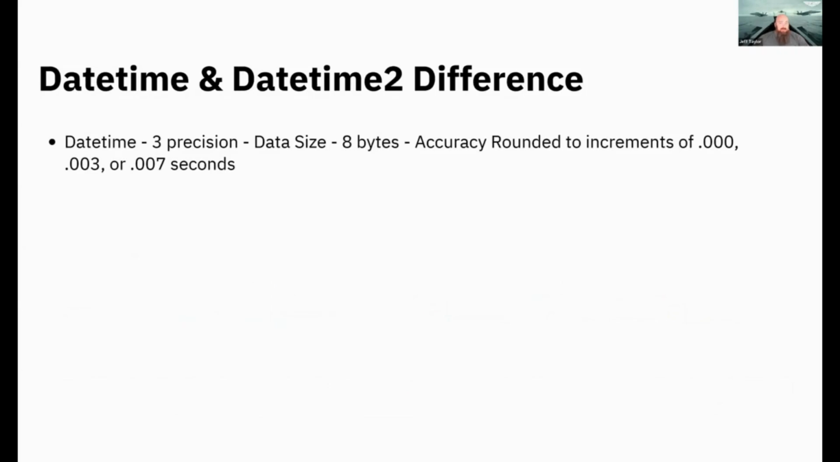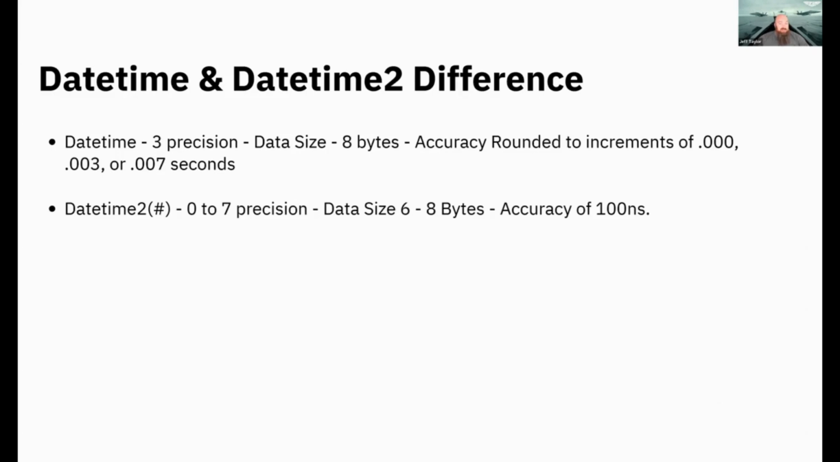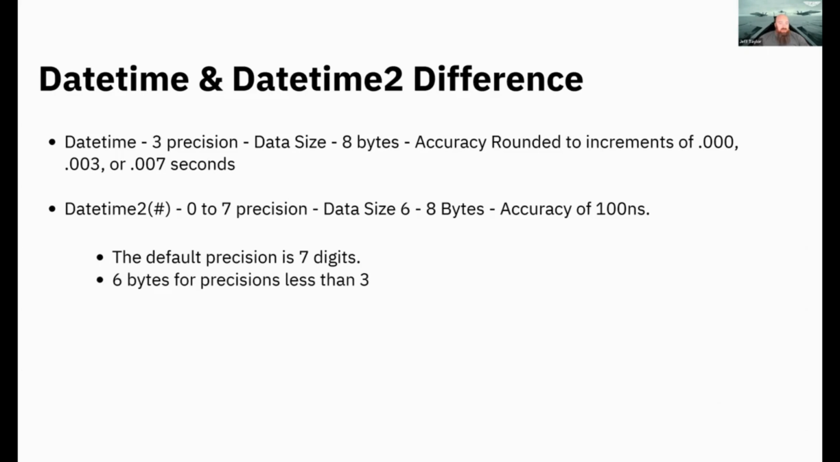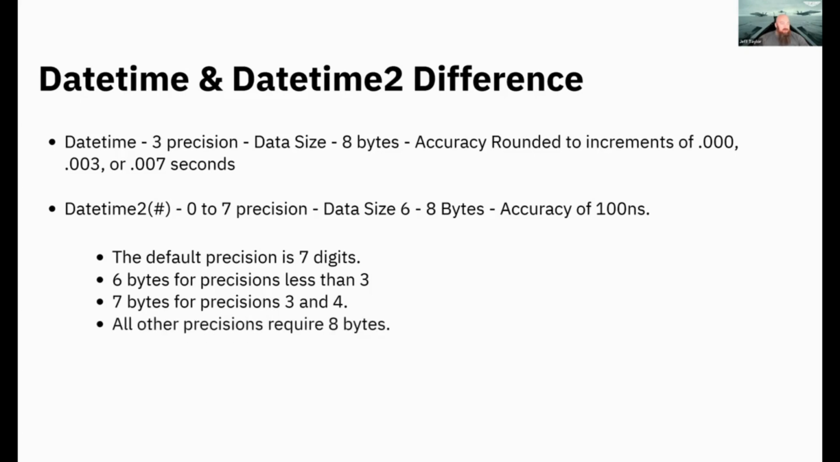Datetime and datetime2. Datetime2 came out, I think, in 2008, and it allows you to trim the date size, giving you even more precision, but also a smaller size. The original datetime was 8 bytes. Datetime2 could run from 6 to 8 bytes, so you have some variance there, and it's more accurate. The precision is 7 digits for the full 8 bytes, 6 bytes for precisions less than 3, 7 bytes for 3 and 4, and the rest require 8.